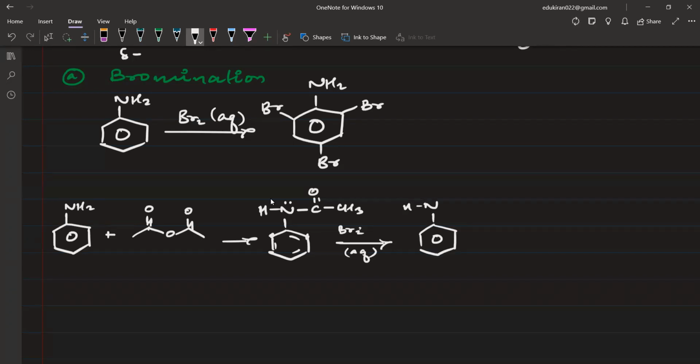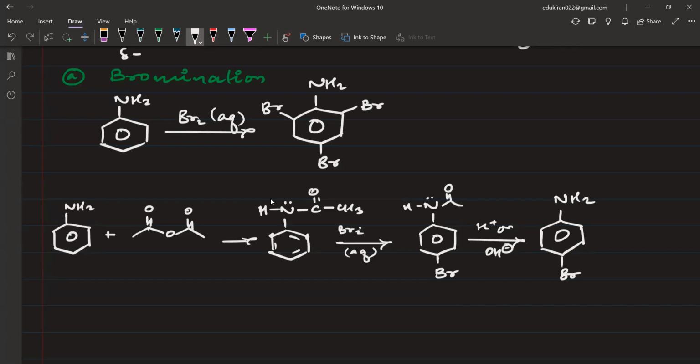This is as it is. C double bond O, CH3, and I get a bromine just in the para position. Okay. And to get rid of this acyl group, you can do acidic or basic hydrolysis. You just add water in the presence of H plus and OH negative, and you will get back the amine. The Br will be as it is, and you will get the NH2. Okay, so this is how we get the para substituted aniline.